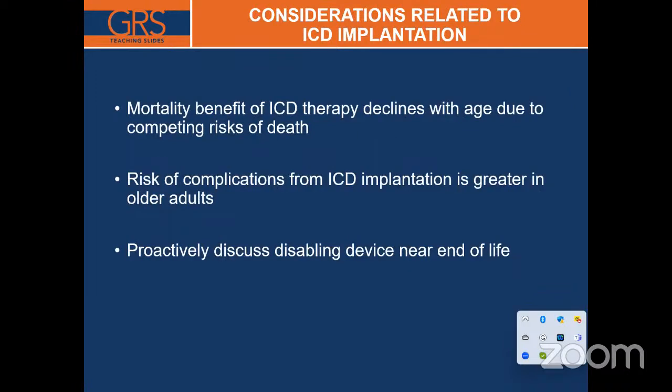ICD implantation mortality benefit declines with age due to competing risk of death, and the risk of complication from ICD implantation is greater in older adults. Proactively discuss disabling the device near end of life.